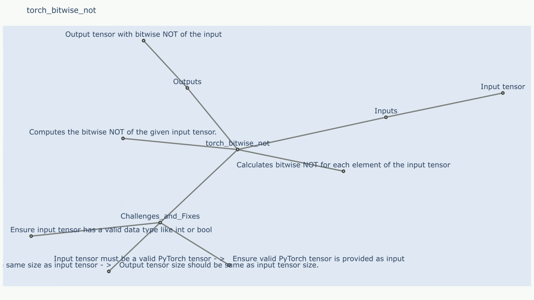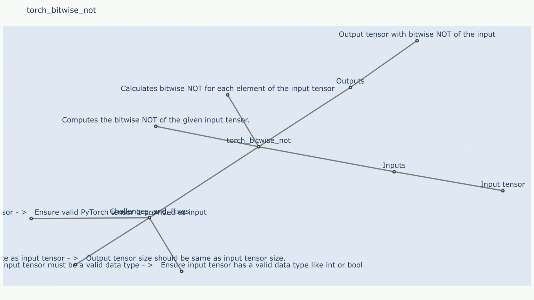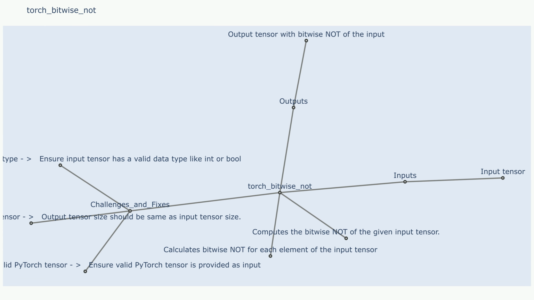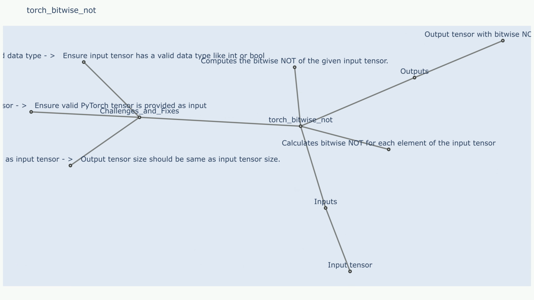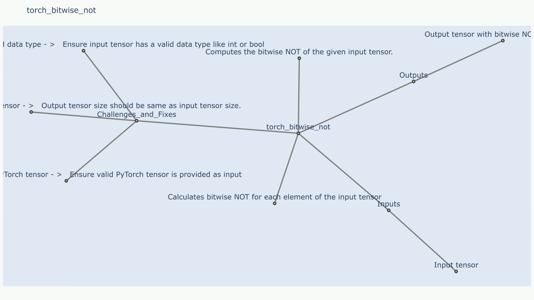Challenges and fixes. Challenge 1, the input tensor must be of a data type that supports bitwise operations. Sample use case that resulted in challenge 1: using a tensor of floating point numbers as input. Fixes to challenge 1: convert the input tensor to an integer data type before performing a bitwise NOT operation.